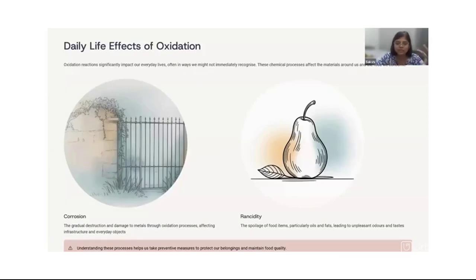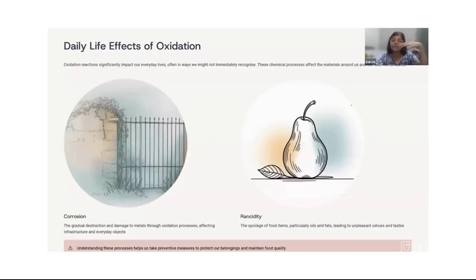So you must have seen that, after some time, the iron grills on the doors get rusted. You can see a layer of rust on the top. Now, what is happening over there? Iron, in the presence of oxygen and moisture, gets converted to iron oxide. So that is the daily life effect of oxidation you see in your day-to-day life.